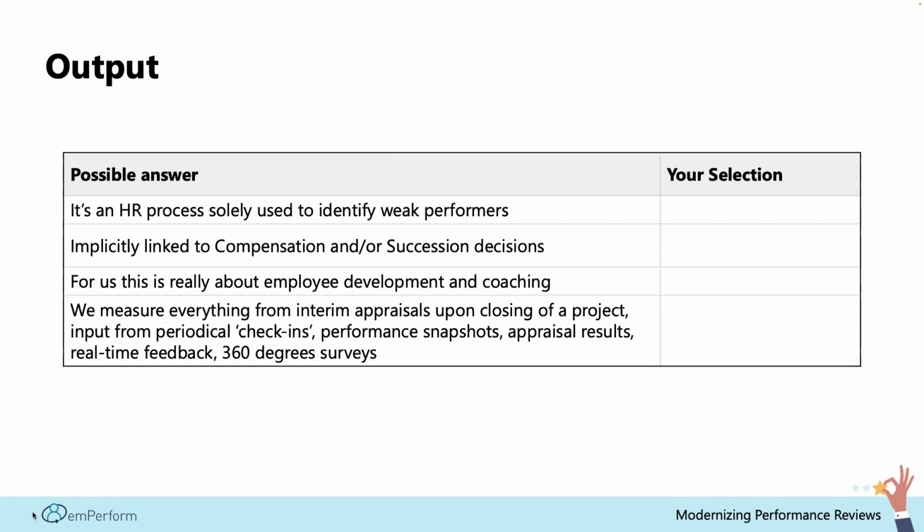Let's also think about what we're trying to get out of the process, right? So it's an HR process used to identify weak performers. I'm sure none of you have that. Implicitly linked to compensation or succession decisions. I'm sure many of you are going to line up to that. For us, this is really about employee development and coaching. And lastly, we measure everything from interim appraisals upon closing a project to input from periodic check-ins, performance snapshots, appraisal results, real-time feedback, and 360-degree surveys.